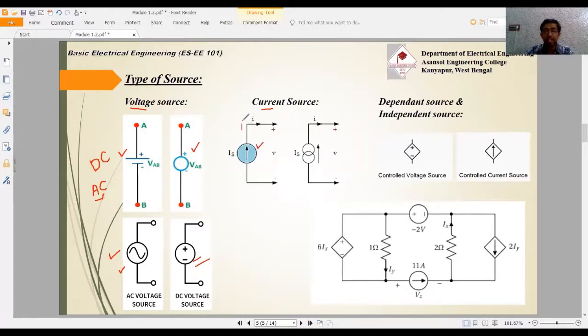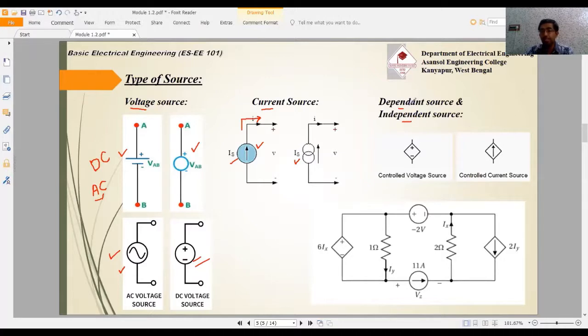This source is delivering constant current in the circuit, or whatever is connected at the load end. Either we represent it like this or like this symbol. Okay. Next is dependent and independent source.